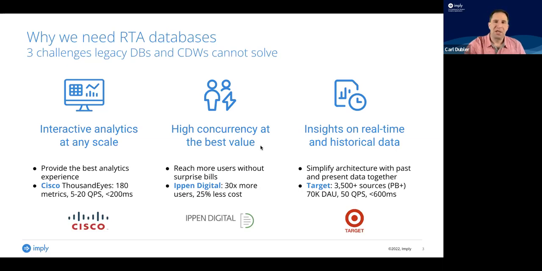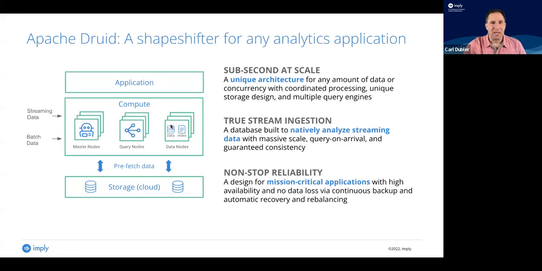So what is it in particular about Druid that customers like, and why are they adopting it? And what is my plan here for comparing the two databases? I'm going to compare them along these three lines. How do you get sub-second at scale? How do you do true stream ingestion? And how can you get nonstop reliability? So we're going to compare Druid and ClickHouse on these three levels.